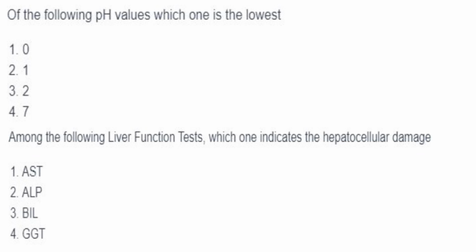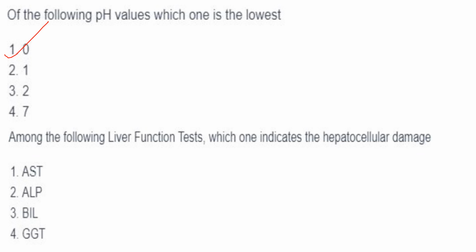Of the following pH values, which one is the lowest? So on a pH scale, pH 0 is the lowest and it indicates a strongly acidic solution. 14 value indicates strongly basic solution and 7 is for neutral solution. So the answer here is option 1, 0.